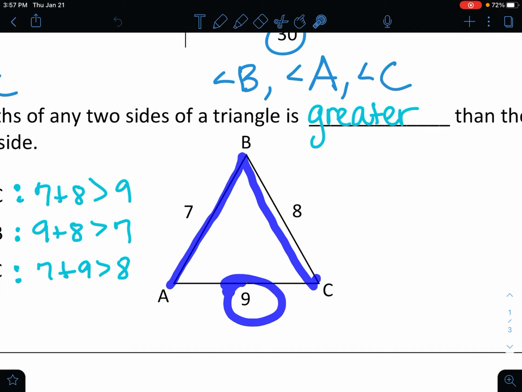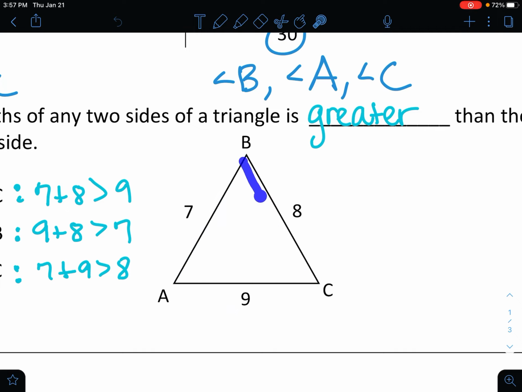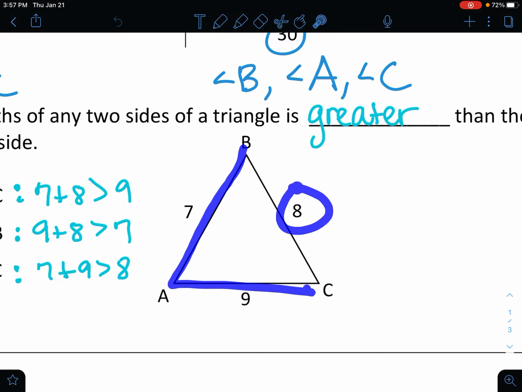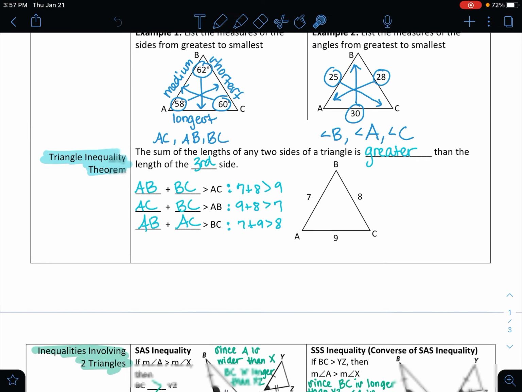So 7 plus 8 is 15, and 15 is greater than 9. And it works for all the sides. 8 plus 9 is greater than 7. I wrote it right there. Cool. 7 plus 9 is greater than 8 because 7 plus 9 is 16 and 16 is greater than 8. It's right there. Easy stuff.